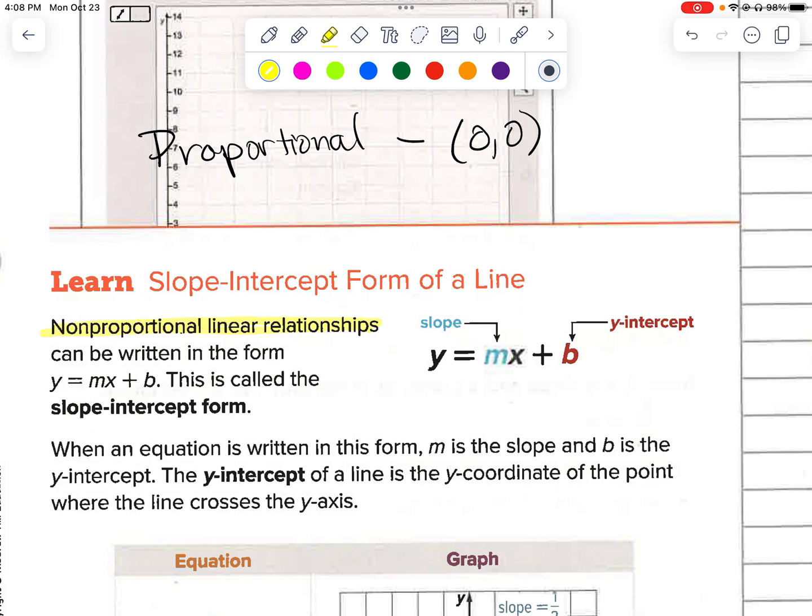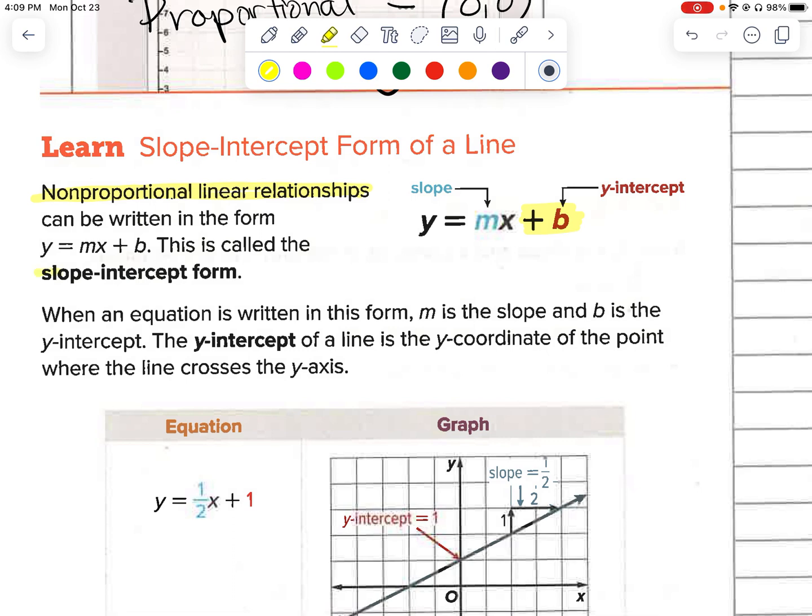When it was proportional, this was our equation. That's what our equation looked like when we had the proportional relationship. Now, not only do you have the mx, but you have this thing called b. Okay? This is called the slope-intercept form. Why is it called the slope-intercept form? Because it has the slope in it and it has the y-intercept.